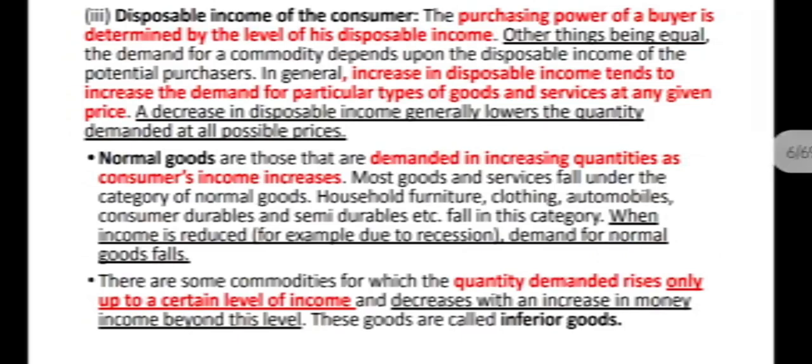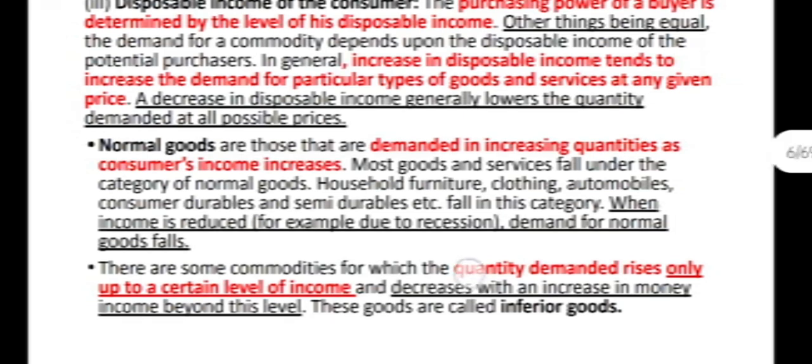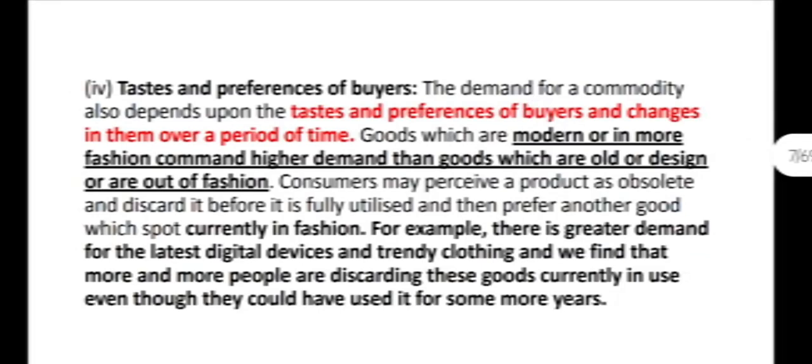Next, we have the disposable income of the consumer. Now, think about your own income. When you have more money to spend, you tend to buy better or more goods, right? An increase in income leads to an increase in demand for most goods, like clothes, electronics, and restaurant meals. These are called normal goods.